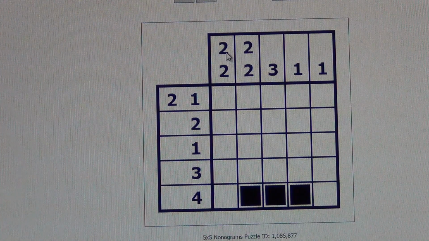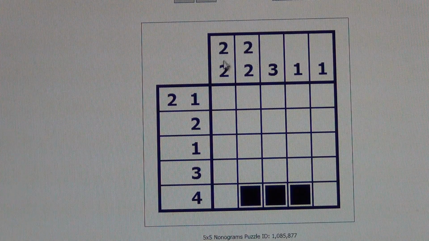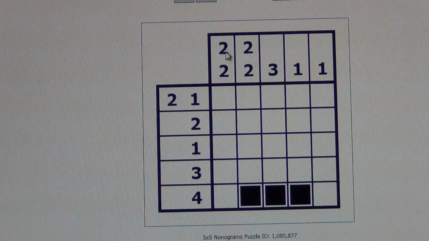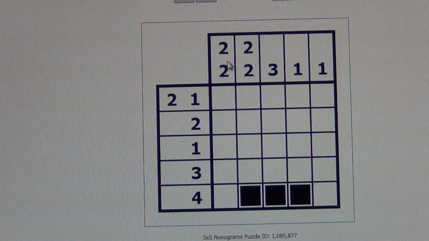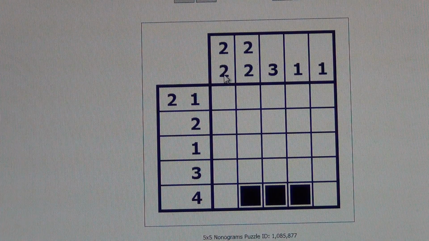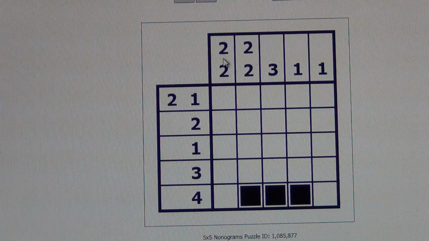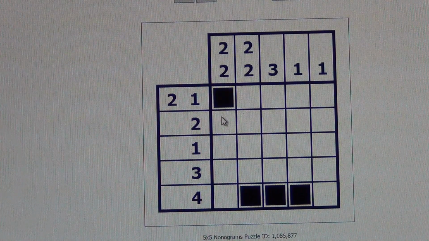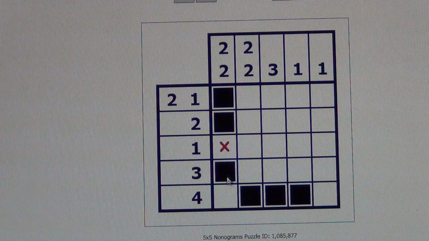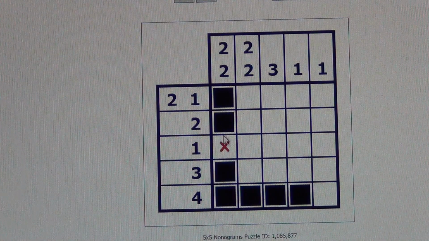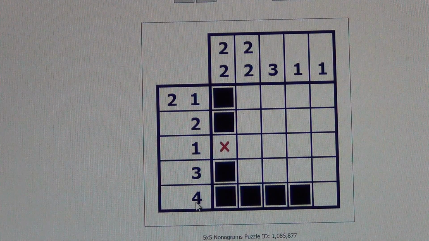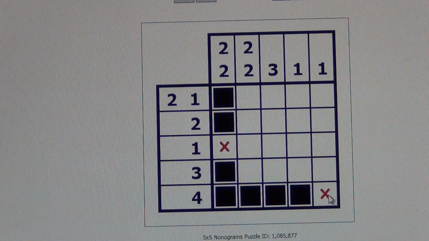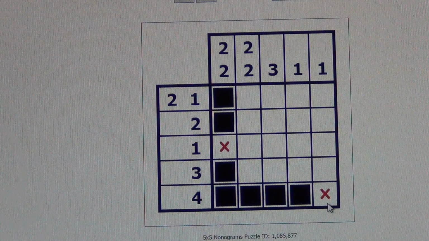If I look here, I see 2, a blank, and 2. That means I have to have 2 black squares, some number of blank squares, and 2 black squares. Well, 2 plus 1 plus 2 equals 5, so I already know 1, 2, blank, 1, 2 has to be in this column. When I look back at this 4, 1, 2, 3, 4, they're all filled in, so I know that this one cannot be filled in.